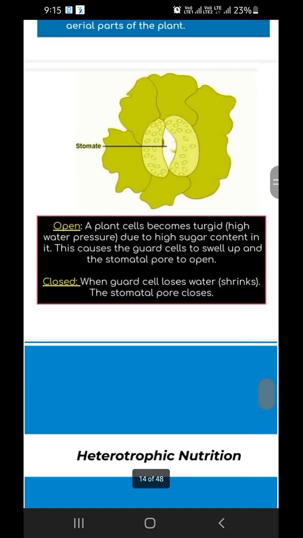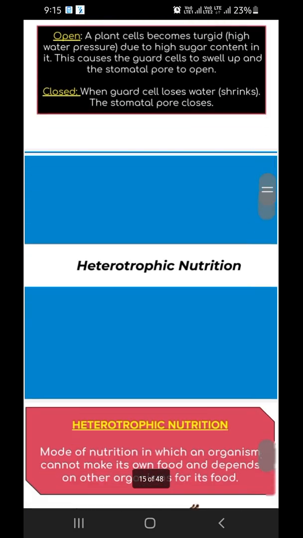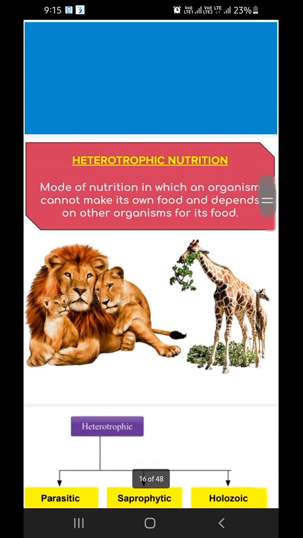Now we will learn heterotrophic nutrition. Heterotrophic nutrition is the mode of nutrition in which an organism does not possess the ability to synthesize its own food. I told you this in simple language. It is also written that the mode of nutrition in which an organism cannot make its own food and depends on another organism for food is known as heterotrophic.